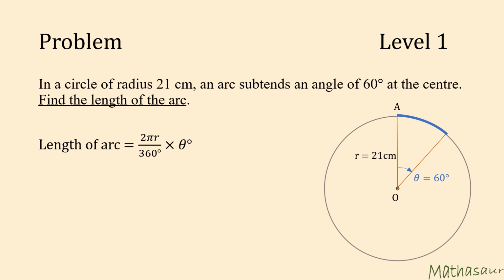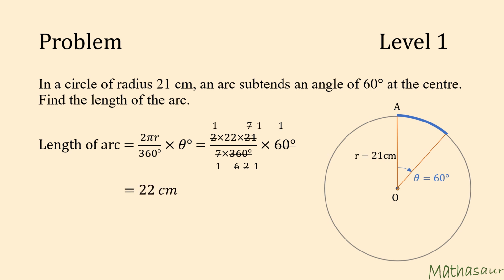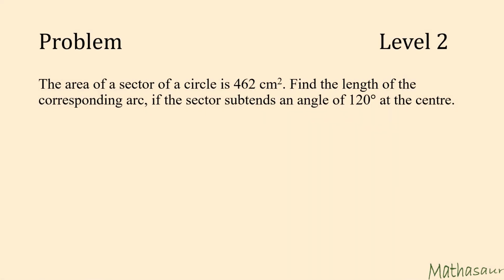Now the length of an arc would be 2 pi r, which is circumference of the circle, divided by 360 degrees, which is the angle subtended by the circumference at the center, times theta degrees, which is the angle subtended by the arc at the center. Now let us substitute the values for pi, r and theta and simplify. We find that the length of this arc is 22 centimeters. Let us look at another problem.